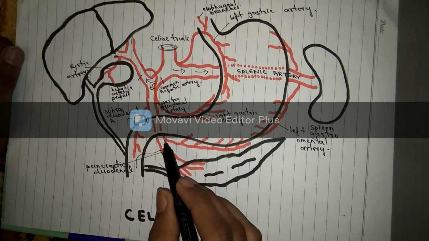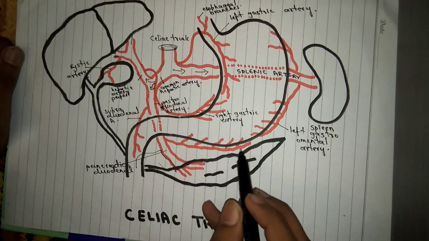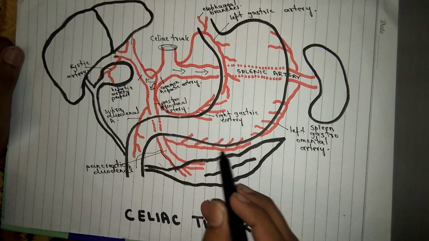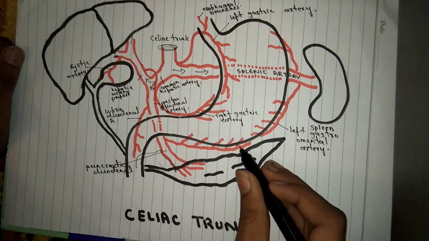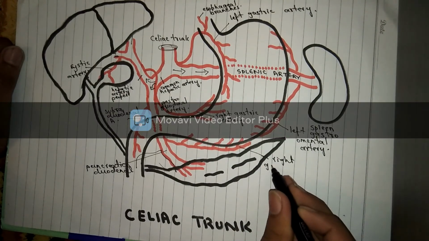Also, from the pancreatico-duodenal artery, a branch is going to arise which will supply the lower part of the greater curvature of the stomach, and this right here is the right gastro-omental artery.